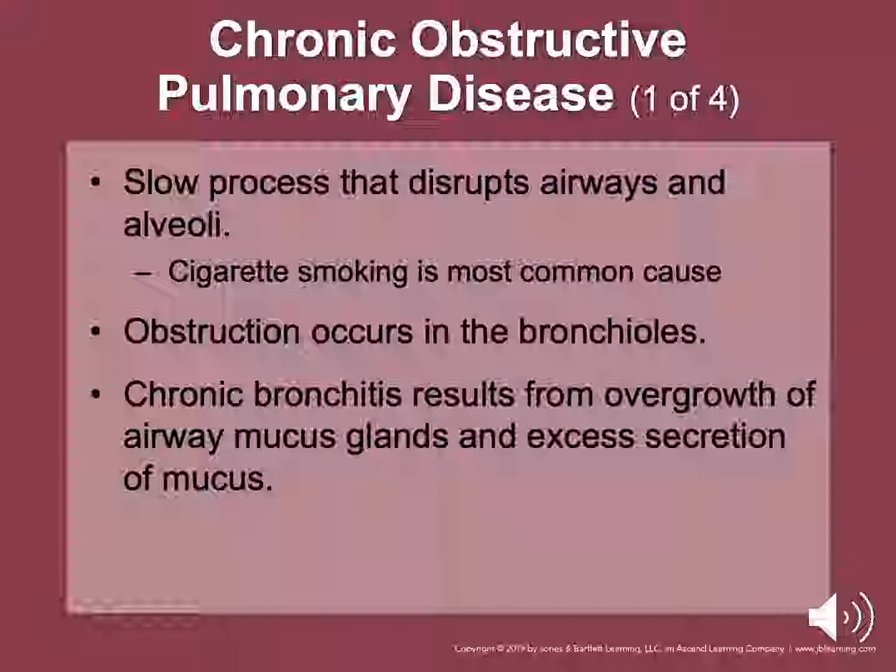Chronic obstructive pulmonary disease is a slow process that disrupts airways and alveoli, and cigarette smoking is the most common cause. The obstruction occurs in the bronchioles. The cilia are unable to remove excess mucus, creating a buildup. Chronic bronchitis results from overgrowth of the airway mucus glands and excess secretion of mucus blocking the airway. So patients have a chronic productive cough for at least 3 months per year for 2 or more consecutive years.